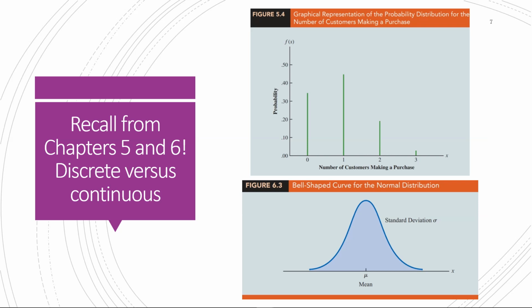But for probability distributions, we need to understand our random variables. So for example, for a discrete random variable, we have maybe the number of customers making a purchase. We go out and we find the number of customers who made 0, 1, 2, and 3 purchases. We calculated their relative frequencies, which helped us create the probability distribution. We did that for the continuous random variables as well.